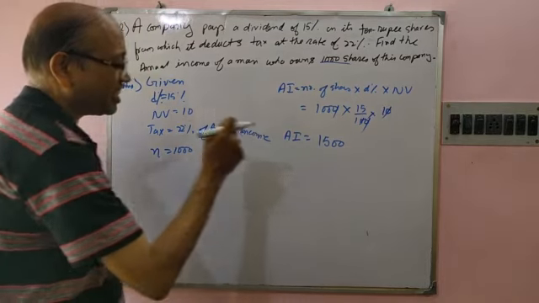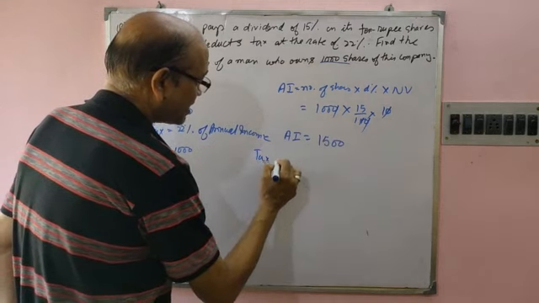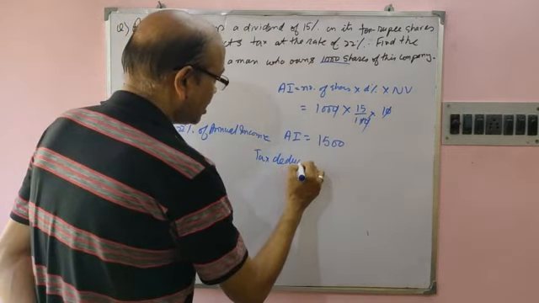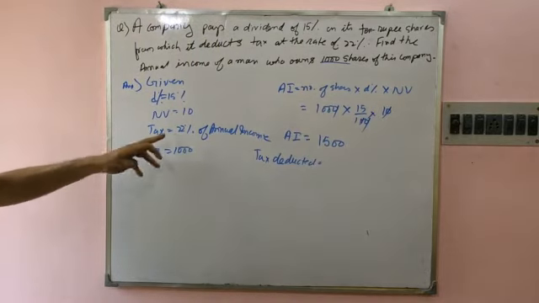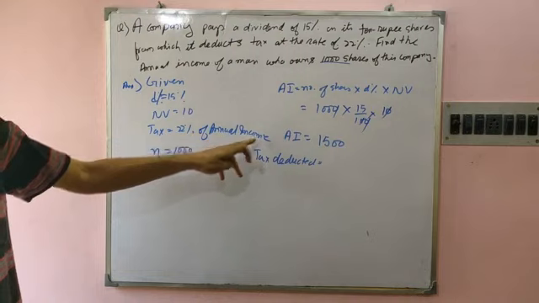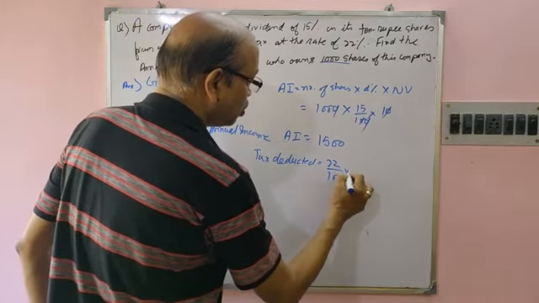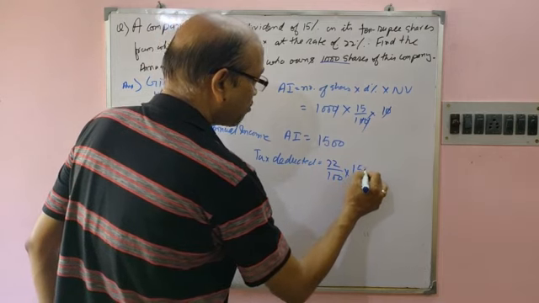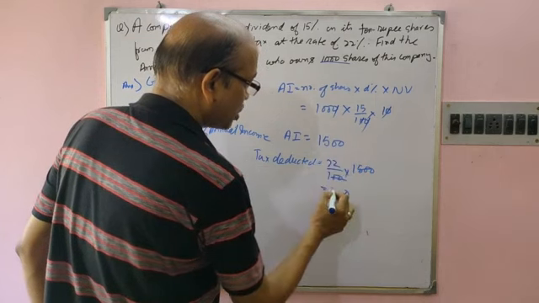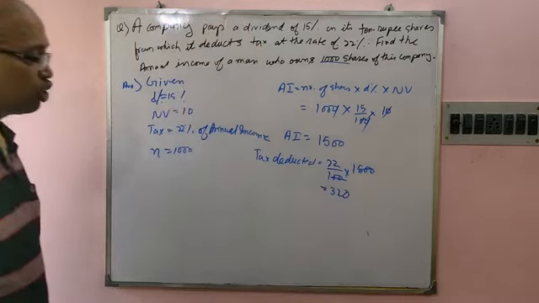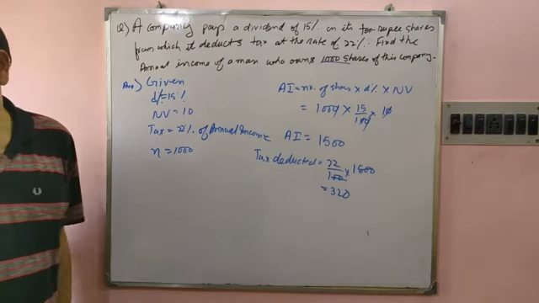Now, tax deducted. Tax deducted is 22% of the annual income. That means 22 by 100 into annual income 1500. Okay, 15 twos are 30, 15 twos are 30, 330. So tax deducted was rupees 330.